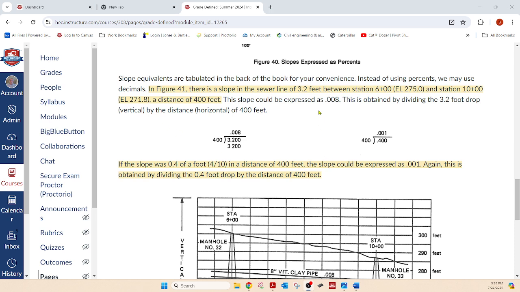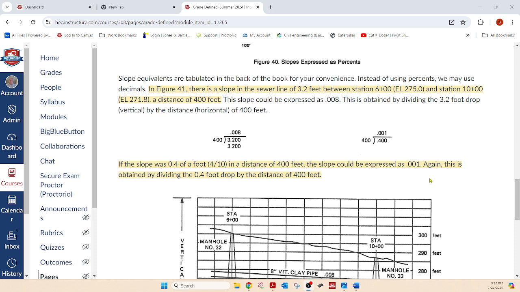So why can it be expressed as 0.008? Well, let's just see what we got here. We have a vertical distance of 3.2, and it's going to be divided by 400, because that's the formula, vertical divided by horizontal, which is 400. Now let me do that. See what I get. Vertical 3.2 divided by 400 equals 0.008. Now, that's what they have. That's what they said they would have.